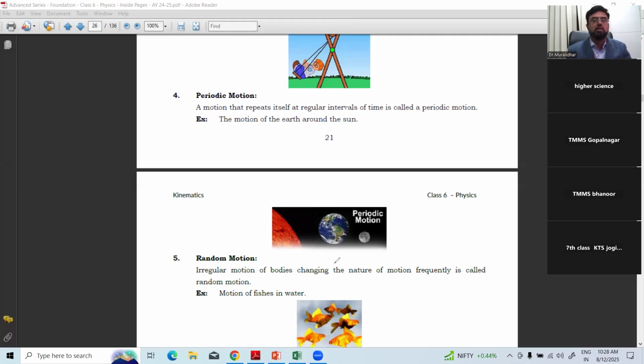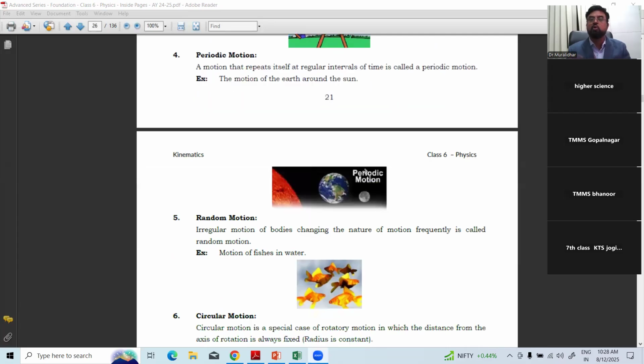Then random motion. Random is nothing but irregular. For example, mosquitoes. How will mosquitoes move? There is no direction. They move randomly, irregularly. Or a honeybee, or fish in the water. They are random motion. Random is irregular. There is no particular path. Neither are they going in a straight line, nor in a circular path, nor moving to and fro. They move irregularly. Random is also called irregular motion.